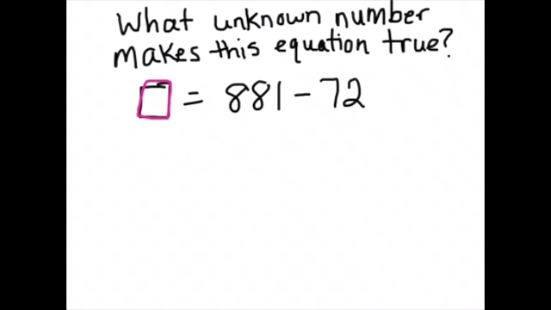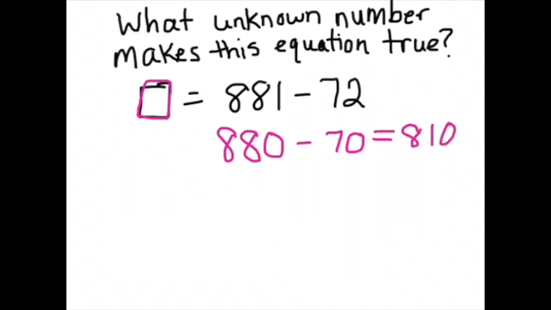So in order to do that, if I were to do the algorithm, I would show you regrouping and borrowing, but I am going to do a different strategy. So right away I noticed 881 is really close to a number that we know is a 10 number, and that number is 880. And I could take away 70 because again, when I take away tens from each other, it's a lot easier to take away. So I have 880 minus 870, and I would get 810.